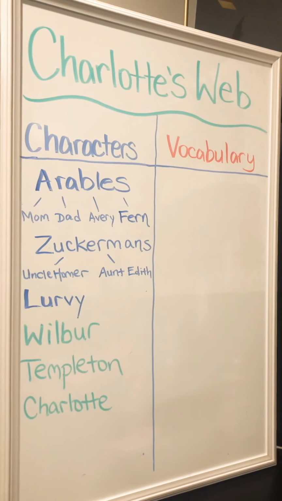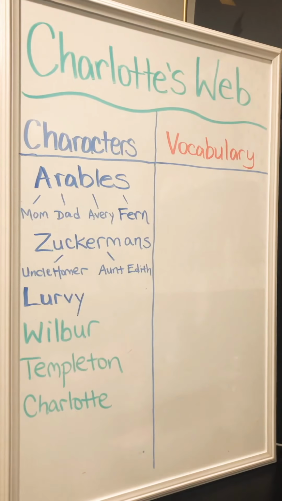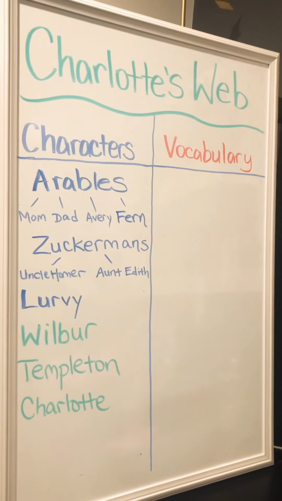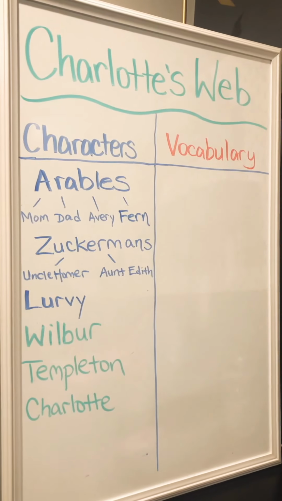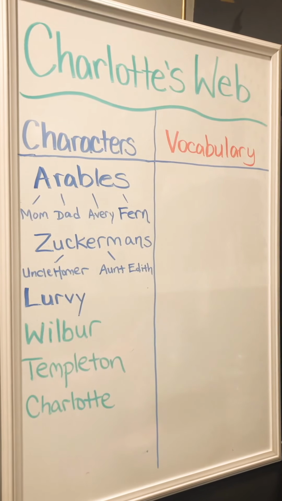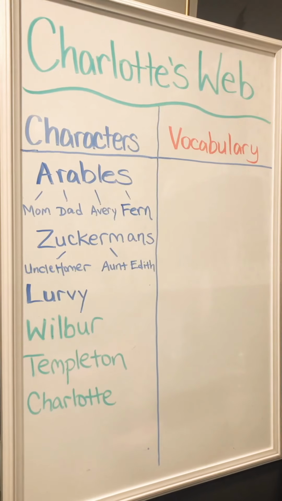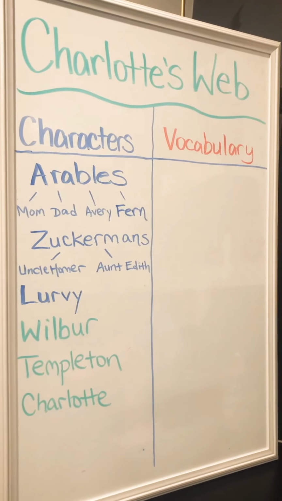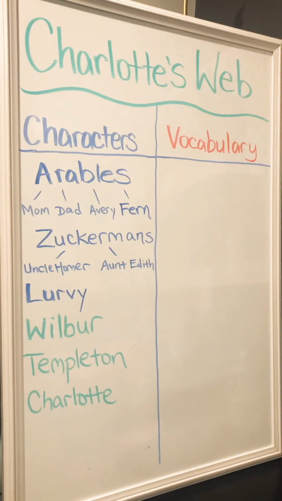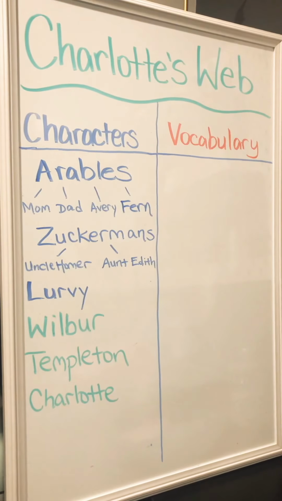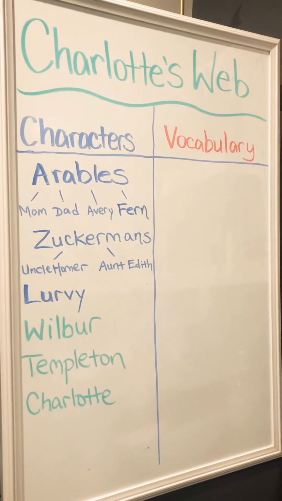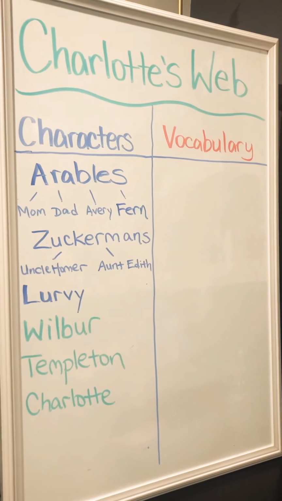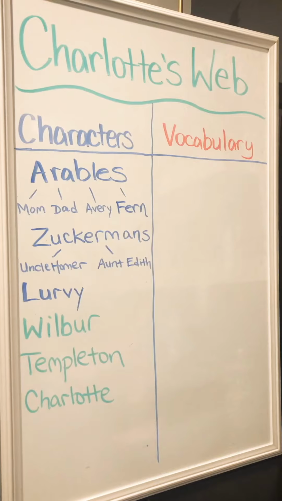Then we have Lurvy. You've met Lurvy since I've read with you last. Lurvy is kind of the farm hand on the Zuckerman's farm. He helps feed the animals and take care of the farm. Then we have Wilbur, the main character of our book, the pig. We have Templeton the rat. And now we just met Charlotte the spider. There's also other animals in the story, but they don't really have names. We just call them like the goose and the gander and things like that.